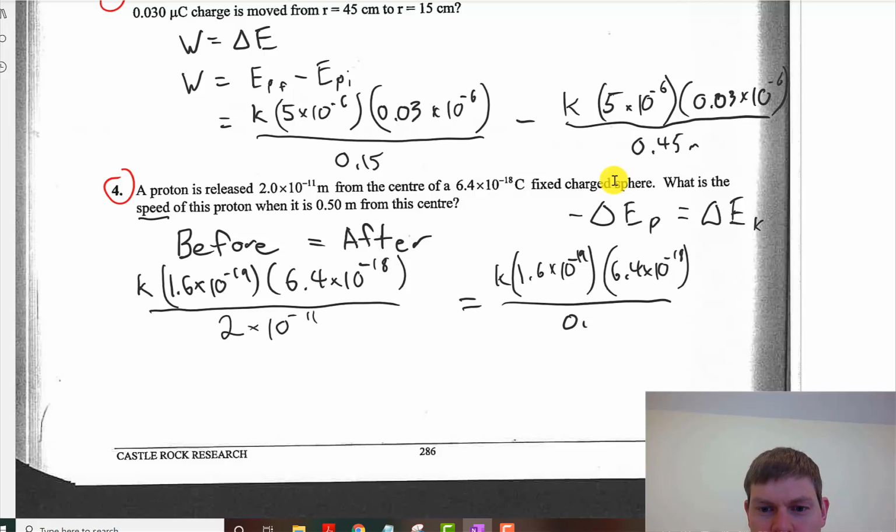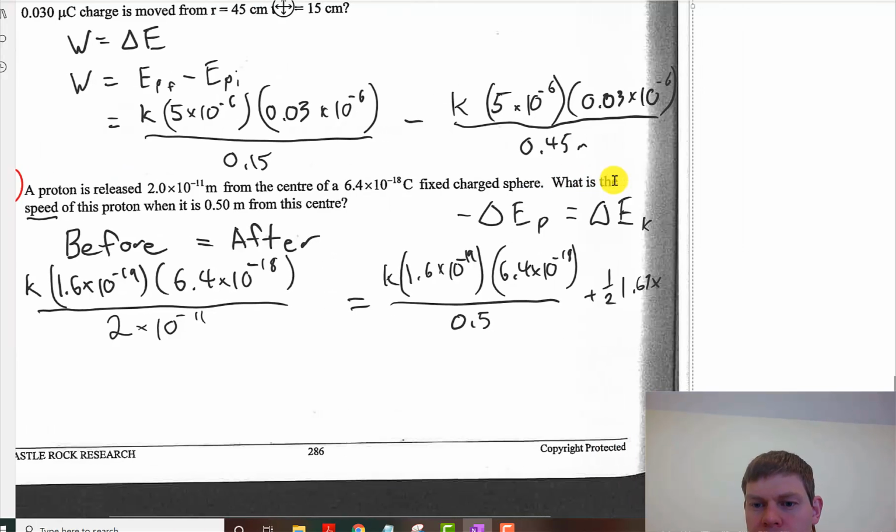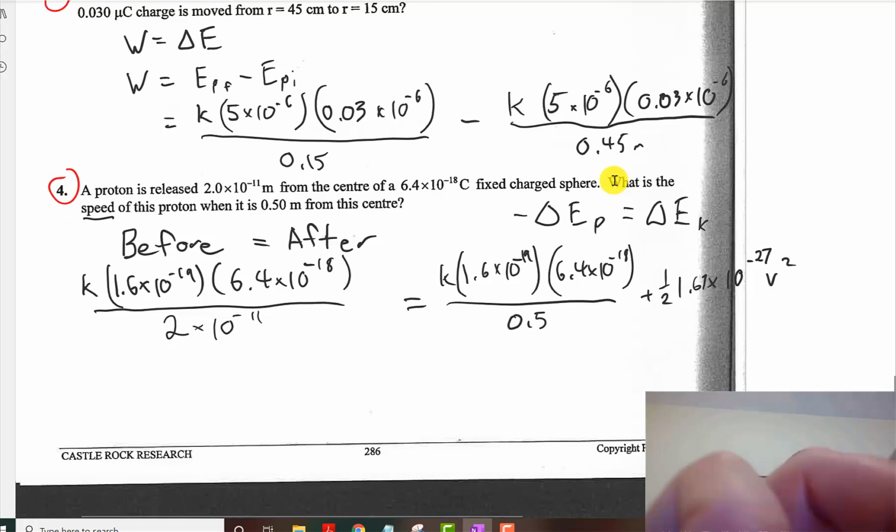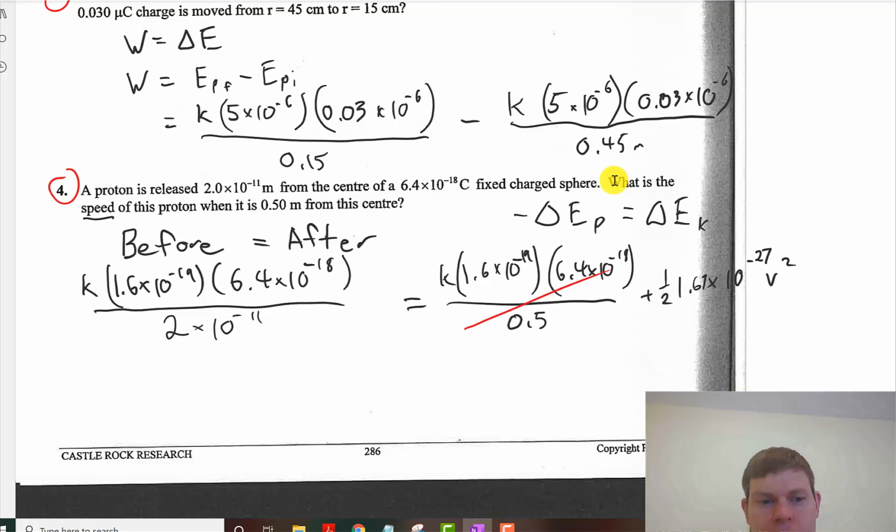All over 0.5. All right, and then we'll just add our kinetic energy term, which will be 1/2 m, which is 1.67 times 10 to the negative 27 for a proton, and then v squared, and we're going to be solving for v squared. But the reason why this is essentially useless is because it is so much smaller than this guy, or this distance is so much bigger. It's like 10 to the 10 times as big as this guy.